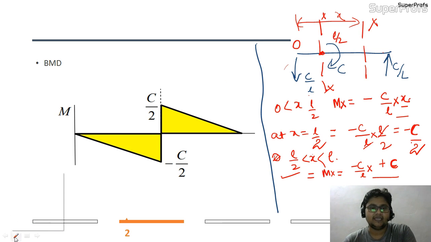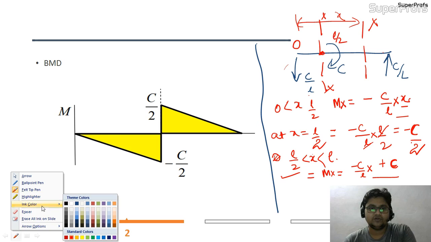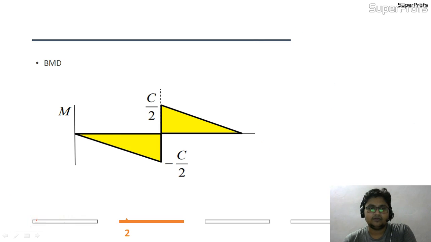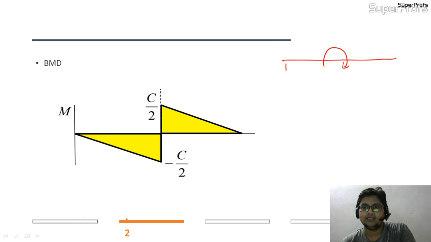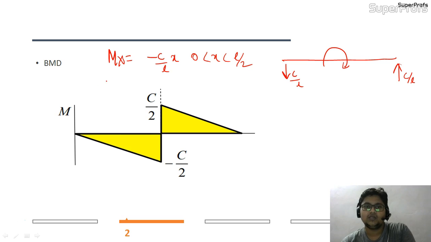So let me rub it again and just remember the results that we have calculated right now. So this was my beam, this was my couple, this was my reaction coming into picture. And what was the equation? That was Mx equal to minus C by L x, that was when x is lying between 0 to L by 2. And the second equation that I was having is minus C by L into X plus C, when the section plane was after this point of action of couple.